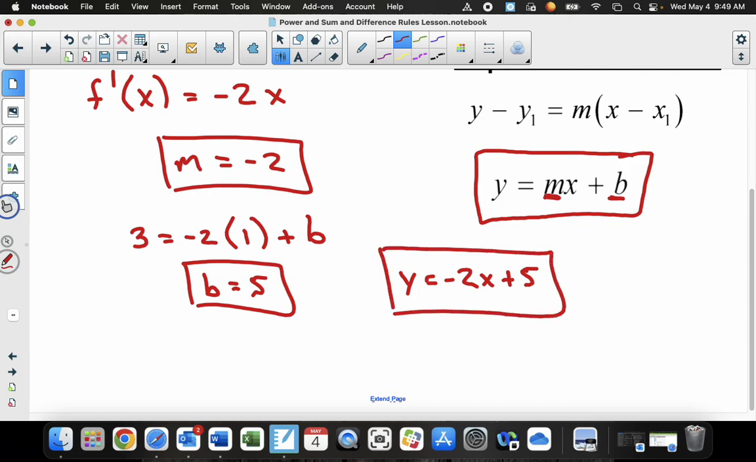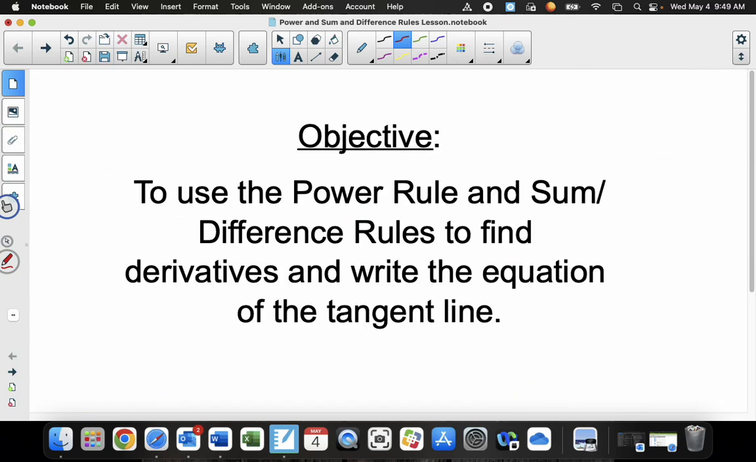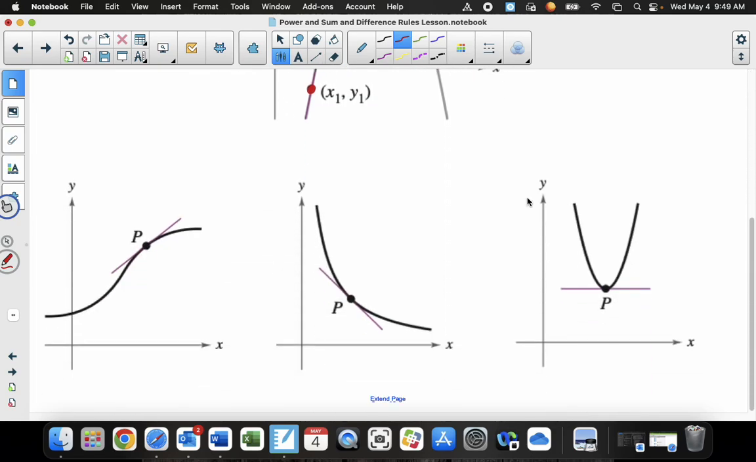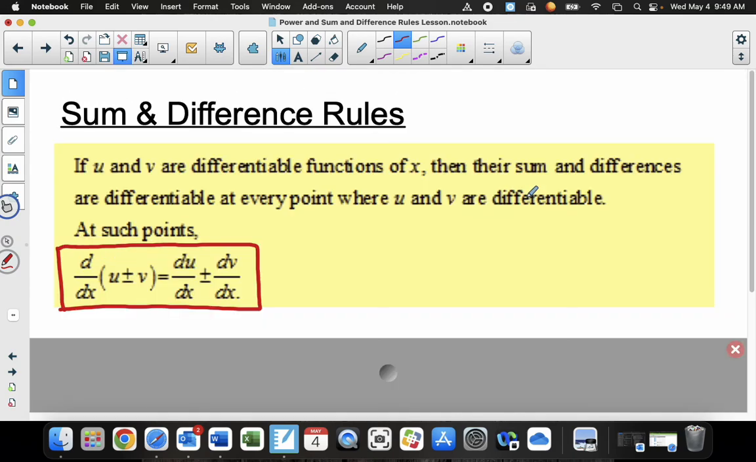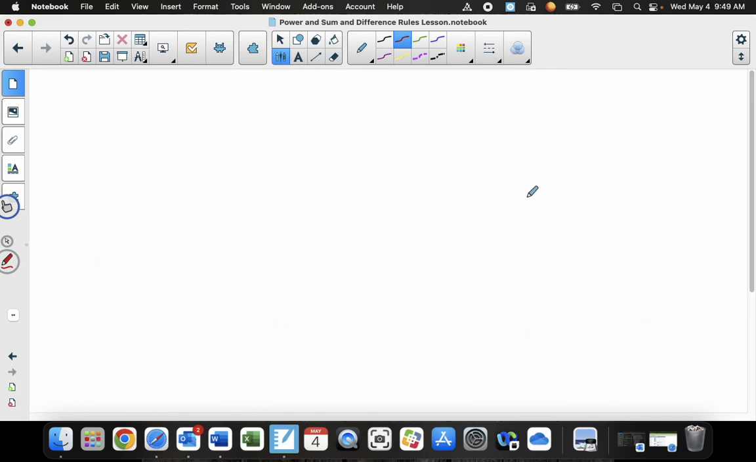That's the only additional part that we haven't talked about yet. Just like at the very beginning of this lesson, where we talked about all these different lines, what we just found is the equation of the line at x equals 1. We found the equation of that tangent line. Let me stop there for a second. Anybody have any questions?